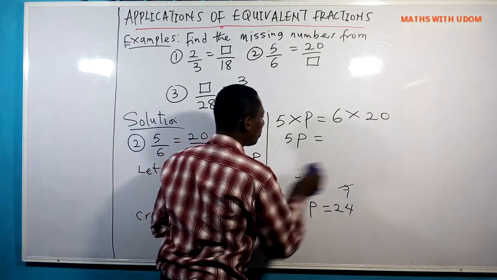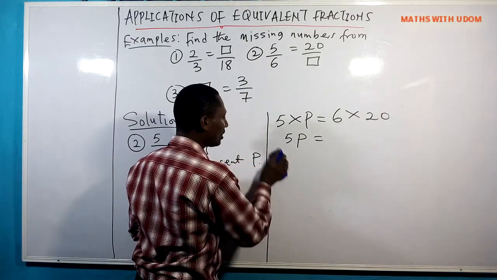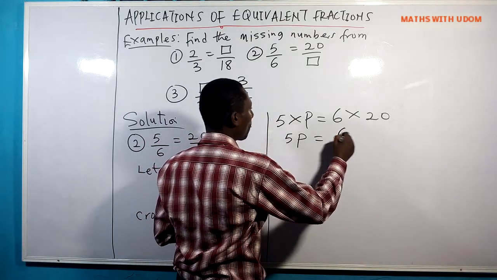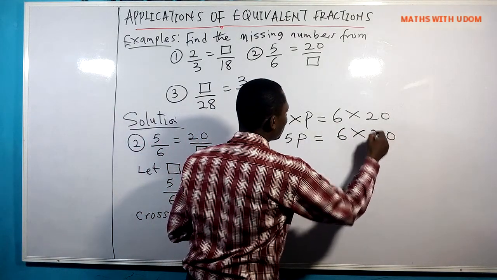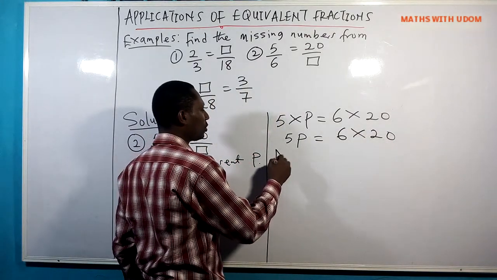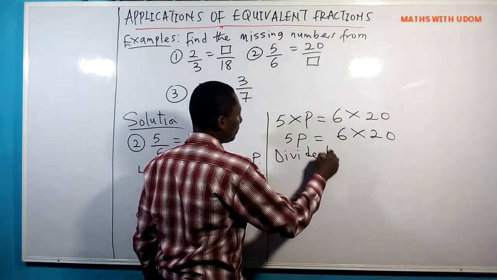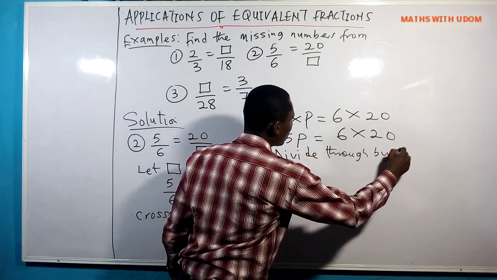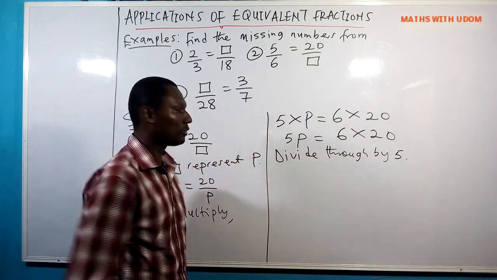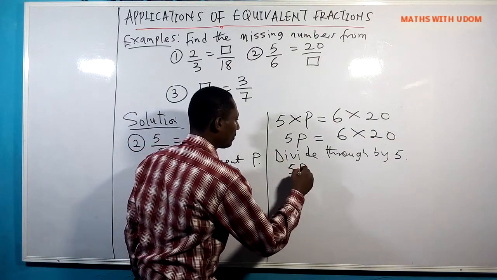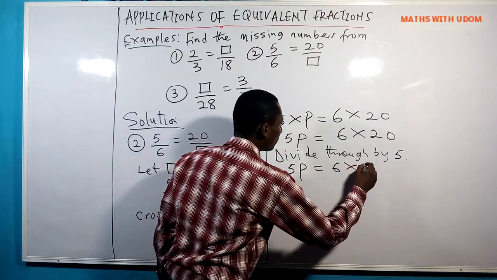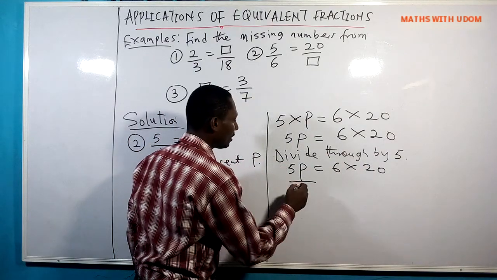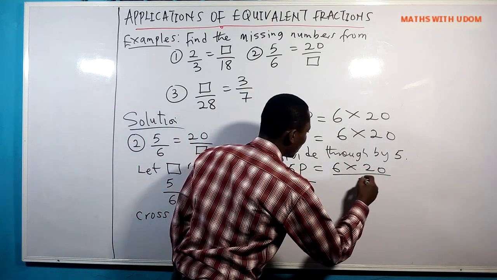For those of you that don't like making numbers to be large, how do you go about it? Look at it now. We have 6 multiplied by what? By 20. From here, we divide through by 5. Divide through by what? By 5. If you do that, you have 5P equals to 6 times what? Times 20. Then that will give us left hand side divided by 5, right hand side divided by 5.